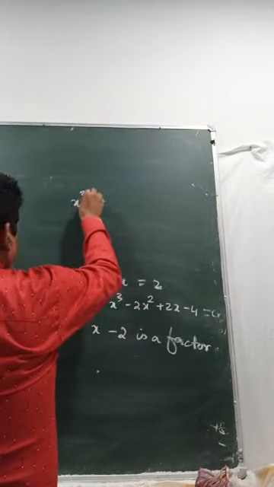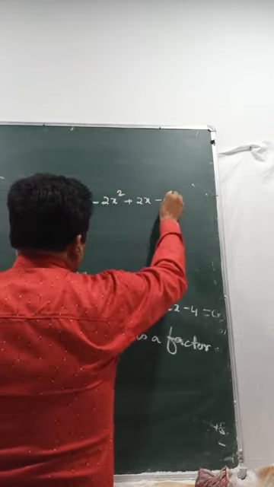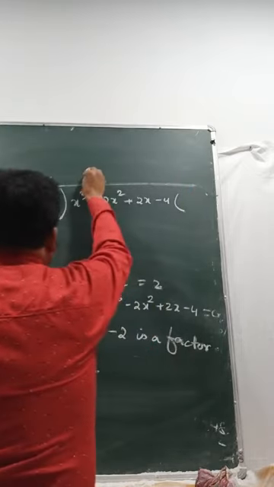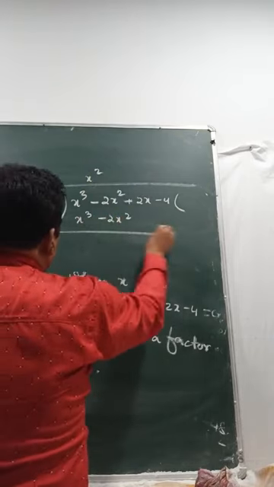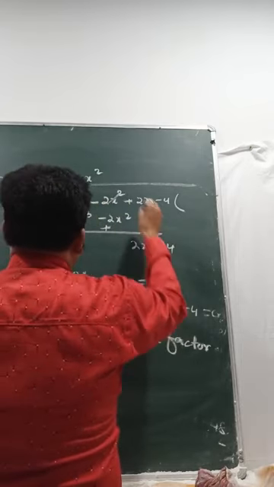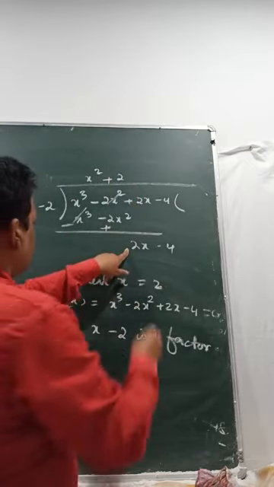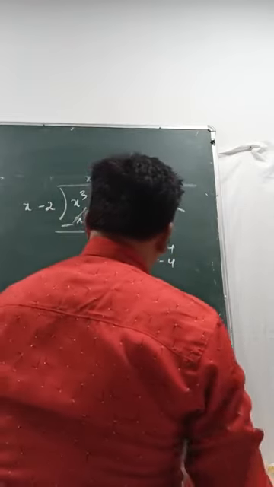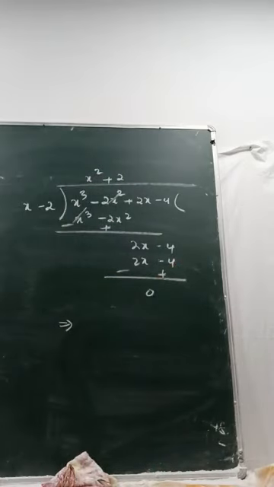x³ − 2x² + 2x − 4, divide by x − 2. Which term will go here? We will go with x². x³ − 2x². If I subtract, this gets cancelled. Then 2x − 4. Put 2 here, 2x − 4. So how much will I get? If I subtract, it will be 0.